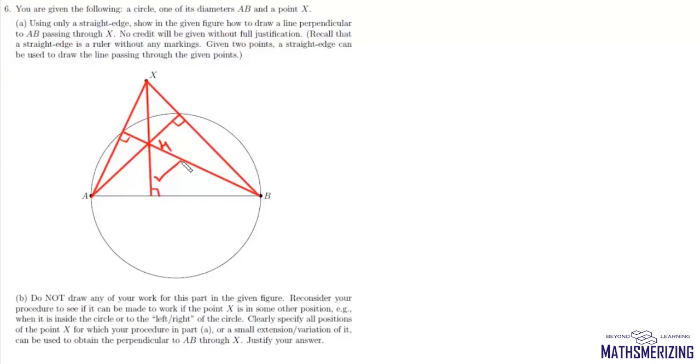Now part B is, do not draw any of your work for this part. Reconsider your procedure to see if it can be made to work if the point X is in some other position. Now first case is, if this X lies on this line AB. So if X lies on AB, we cannot draw perpendicular from X to AB. Second case is when X lies on a circle. If X lies on a circle, then this triangle ABX will be 90 degrees. And since we do not have any other altitudes, then also we cannot find perpendicular from X to AB. So in this case, our first method is not going to work.